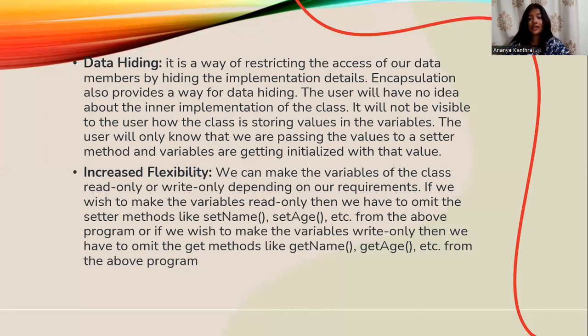The second point is increased flexibility. We can make the variables of the class read-only or write-only depending on our requirement. If we wish to make the variables read-only, then we have to omit the setter methods like set name, set age, etc. from the above program. Or if we wish to make any variables write-only, then we have to omit getter methods like get name, get age, etc. from the example which you have chosen. It will be disabled, as shown in the last slide.